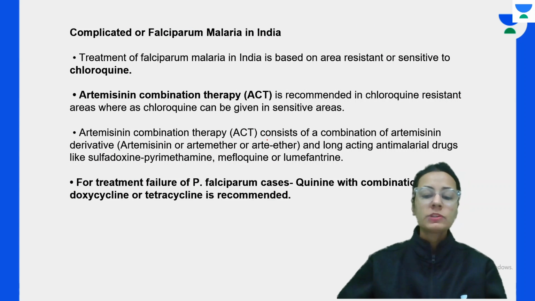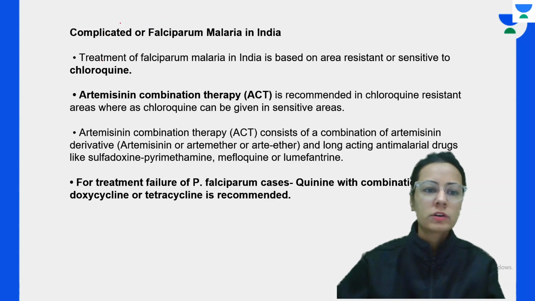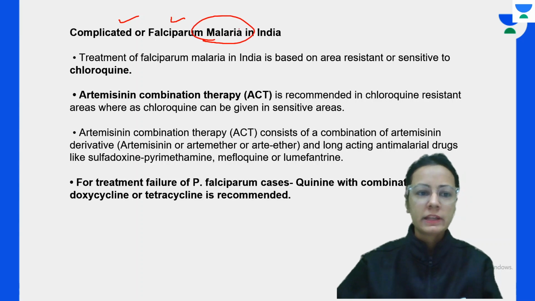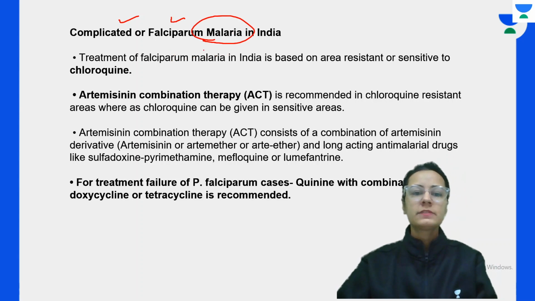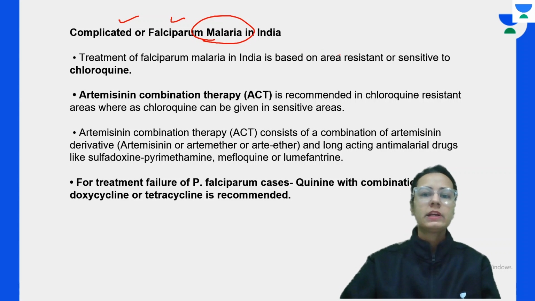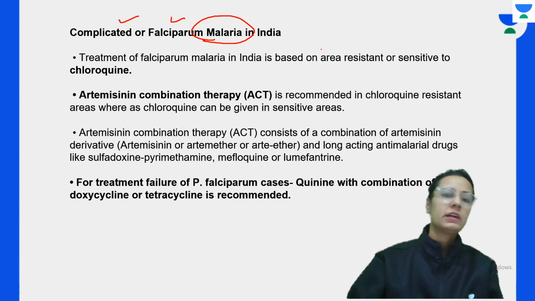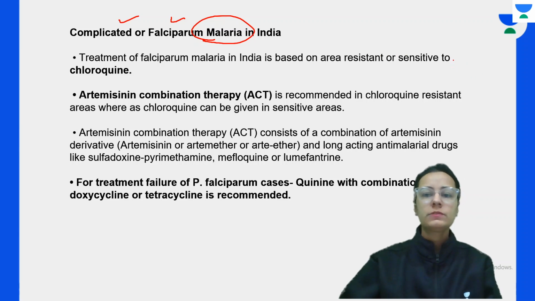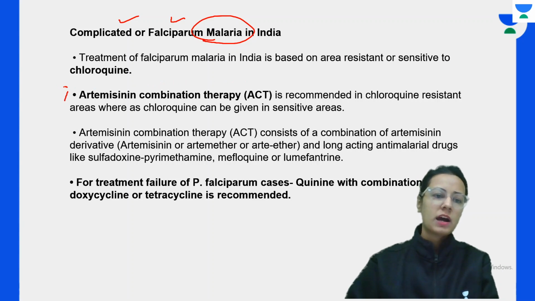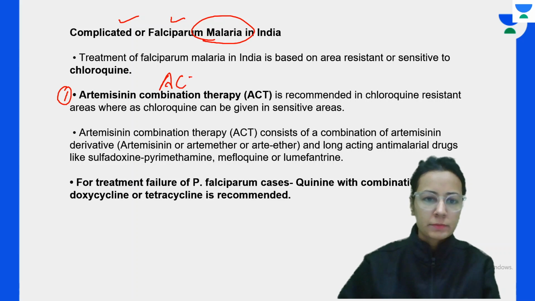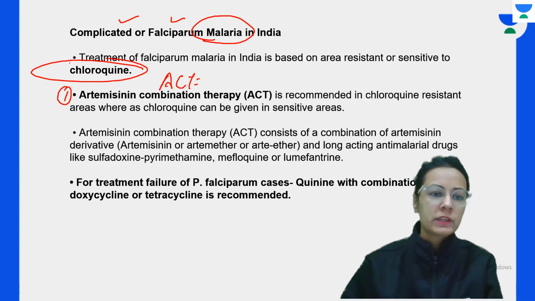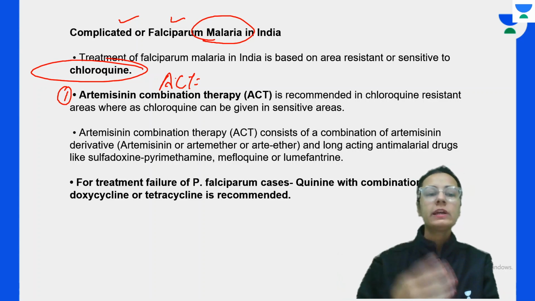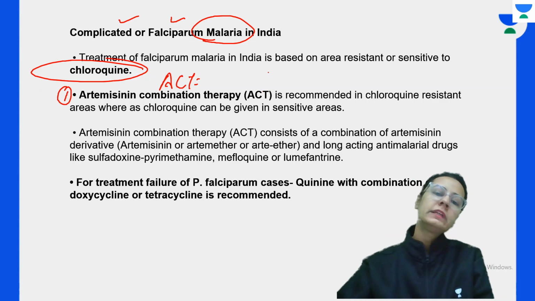Now, for the complicated cases or falciparum malaria in India, the treatment of falciparum malaria in India is based on the area, because certain areas are resistant and certain areas are still sensitive to chloroquine. So first, artemisinin combination therapy is recommended where we cannot give chloroquine. In those areas we give the ACT, where chloroquine cannot be given.